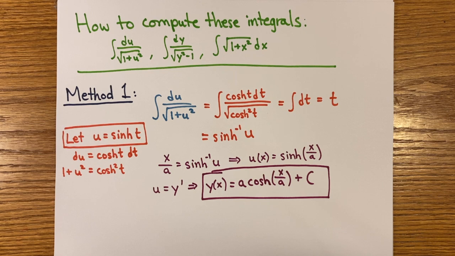Now, given the work of the previous episode on hyperbolic functions, there's nothing circular about this, but these functions were only introduced 70 years after the catenary was solved, so I'm going to look for other methods that could have been worked out by the original solvers. So here's another way to deal with the integral of du over square root 1 plus u squared.